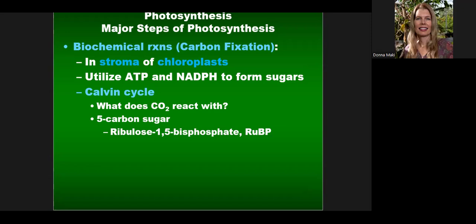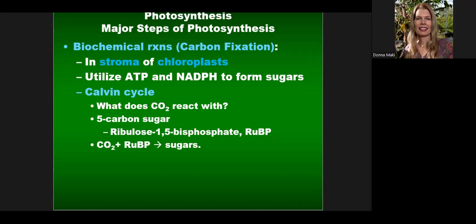Because then if you bring it up to 6, CO2 and a 5 carbon, now you're up to 6, divide it in 2, now you've got 3. That's another way to get 3 carbons, and that's what in fact happened. They were able to discover that it's ribulose 1,5-bisphosphate, RuBP. That is a 5 carbon sugar. And what happens is it reacts with CO2, and eventually you'll get some lovely sugars.